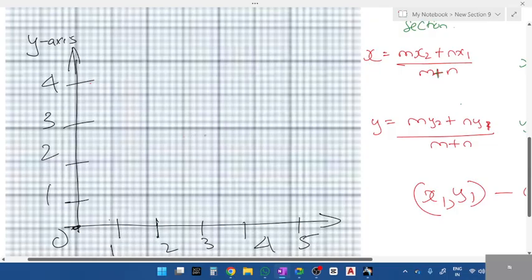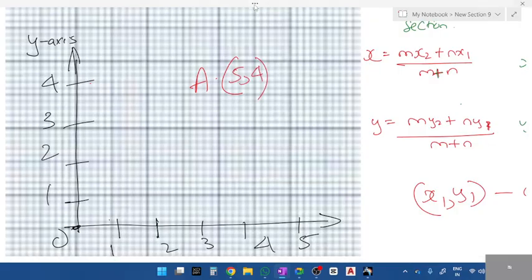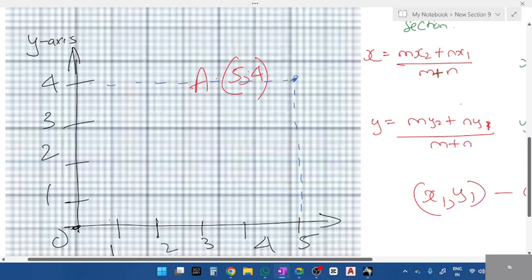In the graph system, if I tell you, for example, some thief A is located at point 5, 4, is it possible to place this point in the graph? 5, 4. So how many values are required, students, to place a point? 2 values, x1, y1. So this is the point.